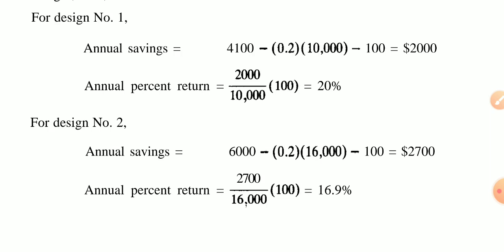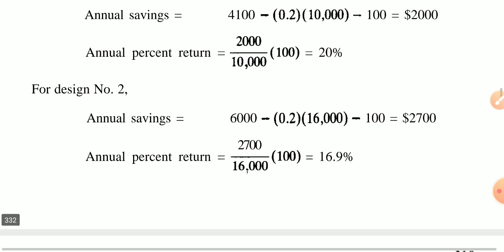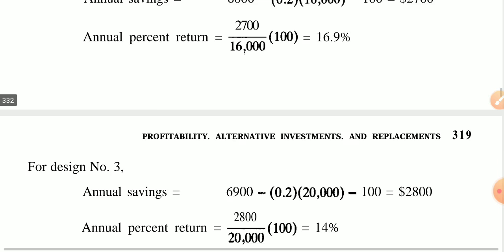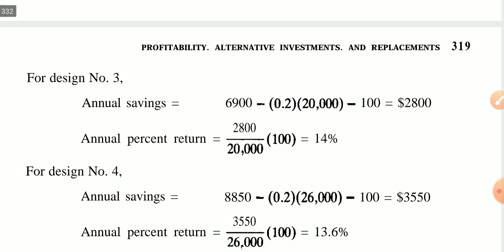For design number 2, annual savings are 6,000 minus 0.2 times 16,000 minus 100, which is equal to 2700. Annual percent return is 2700 divided by 6,000 is equal to 6.9%. For design number 3, annual savings are 6900 minus 0.2 multiplied by 20,000 minus 100, which is equal to 2800.